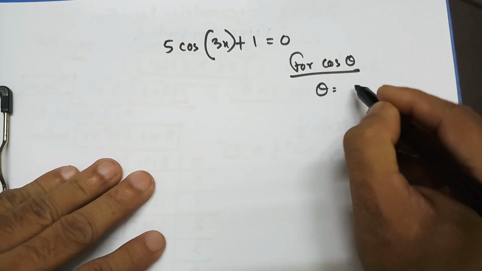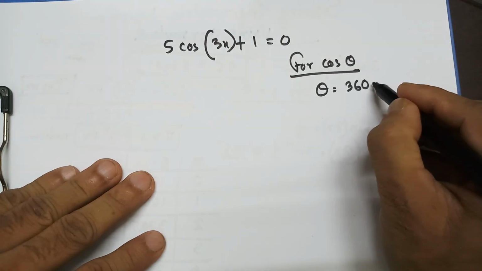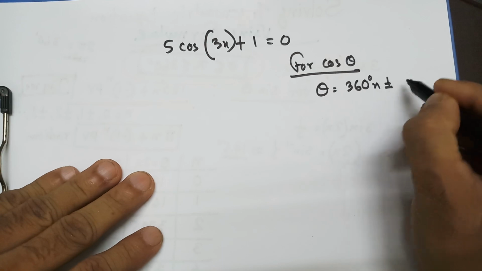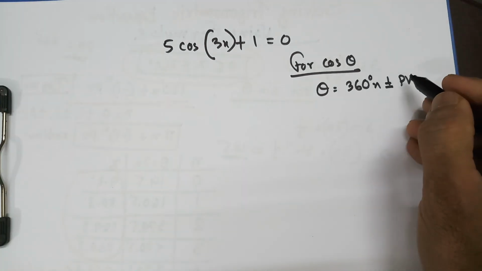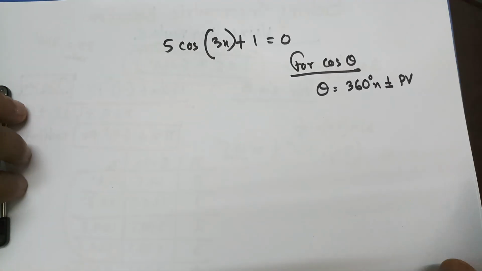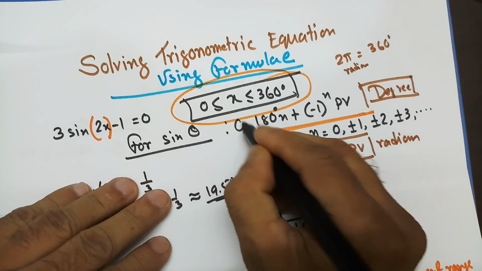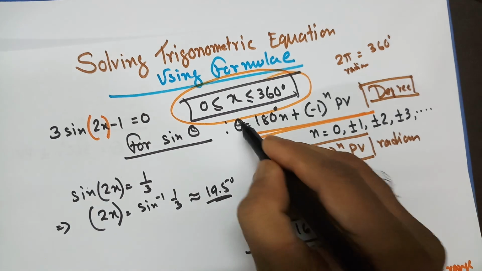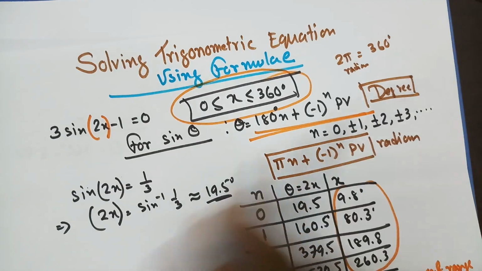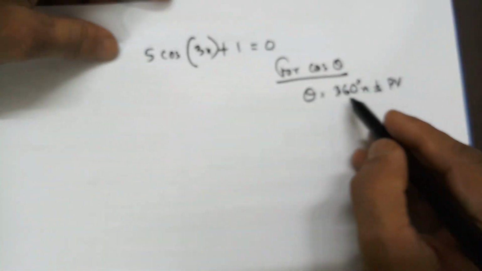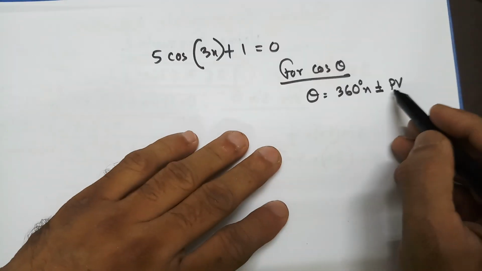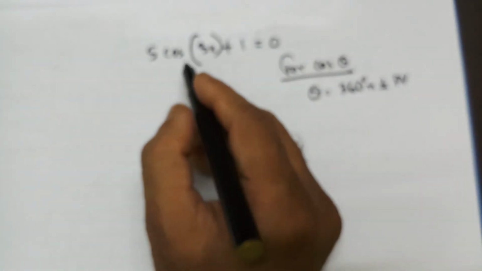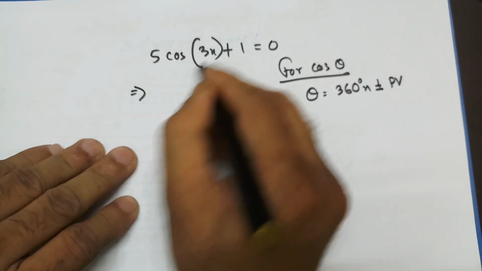Theta equal to 360 degree n plus minus PV. Okay, that's plus minus PV. Let me write down this formula. For sine, theta equals 180 n plus this, and over here theta equals 360 n plus minus PV. So this one, I need to separate that.